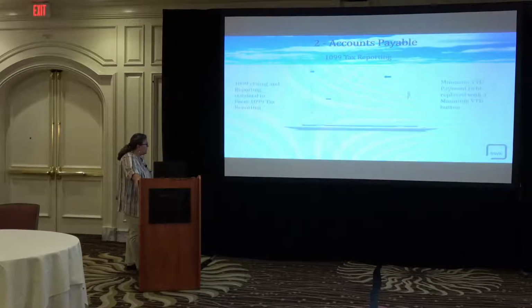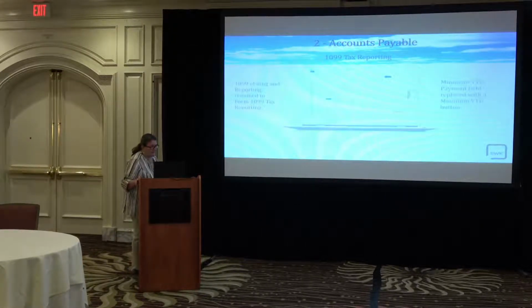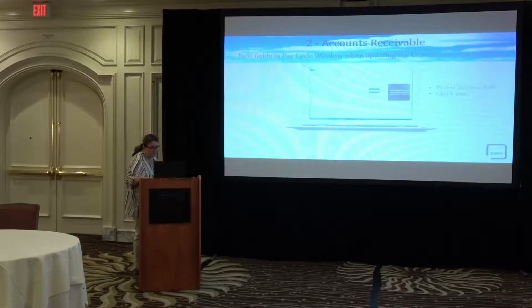For accounts payable, there are some 1099 tax reporting changes. The 1099 e-filing and reporting has been renamed to Form 1099 Tax Reporting. The minimum year-to-date payment field is replaced with a minimum year-to-date button, which opens up another screen, which allows you to put your minimum year-to-date payment information for all of the different types of 1099 payments.